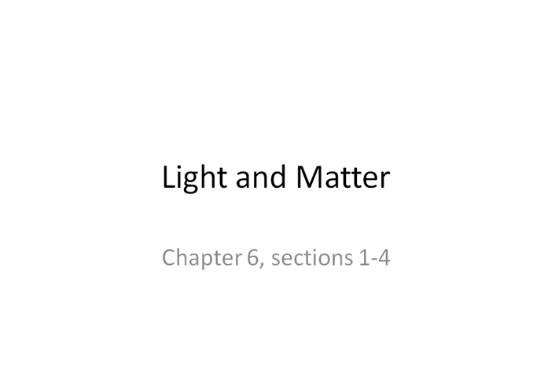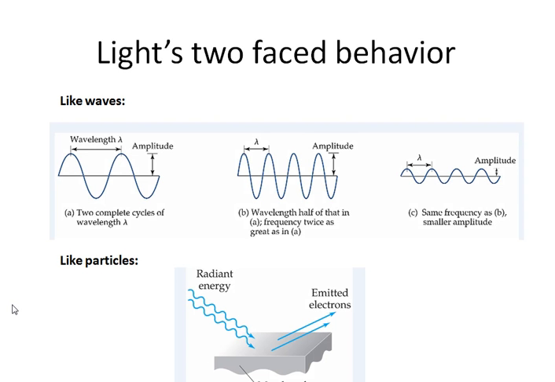Okay, you guys, this is chapter 6, sections 1 through 4. It's on light and matter. And we're going to go through this pretty quickly, and it's going to be the extent of it. So, light, it behaves like two things. It behaves like both a wave and a particle.